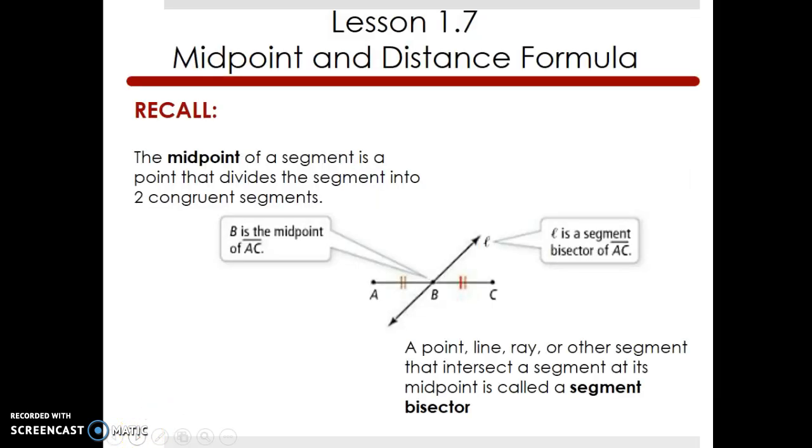So if you recall, midpoint is the point in the middle that cuts a segment into 2 equal halves. So this side is equal to that side.